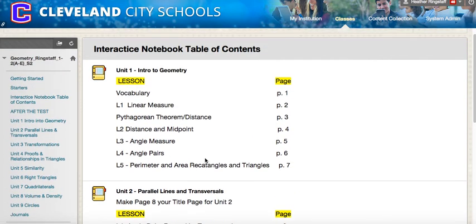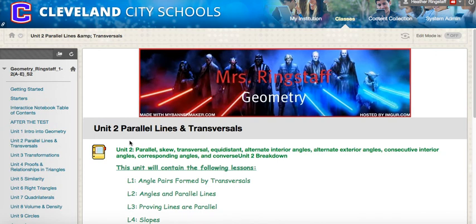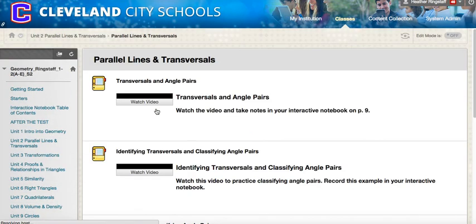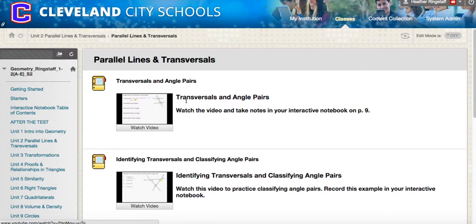So anyways, once you have set up your notebook and your title page and all that stuff, you are going to go to Unit 2, Parallel Lines and Transversals. And we are going to be doing these 3 activities today, parallel lines and transversals. So you're going to click on that. You are going to watch this video and take notes, and your notes will be on page 9.